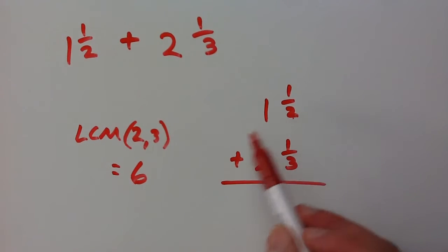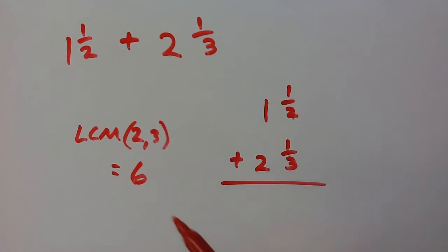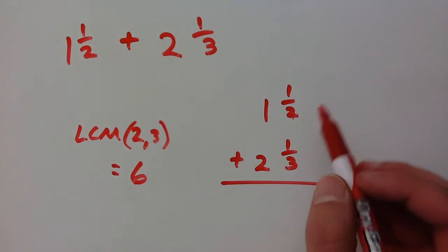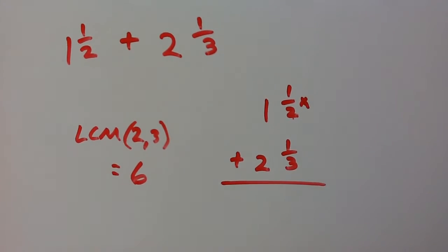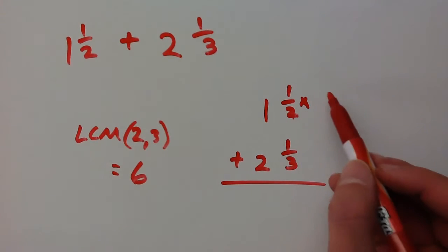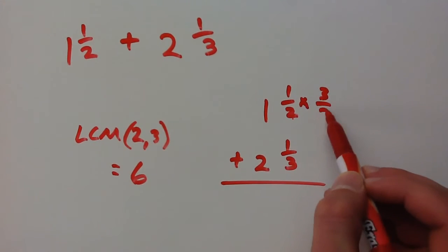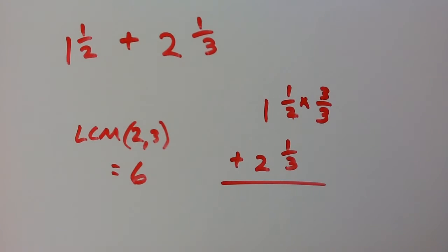And so how can I get 2 to be 6? 2 times what would be 6? Well, that would be 3, right? And so to create an equivalent fraction, I need to multiply the top and the bottom by that same number, by 3 over 3. Okay?